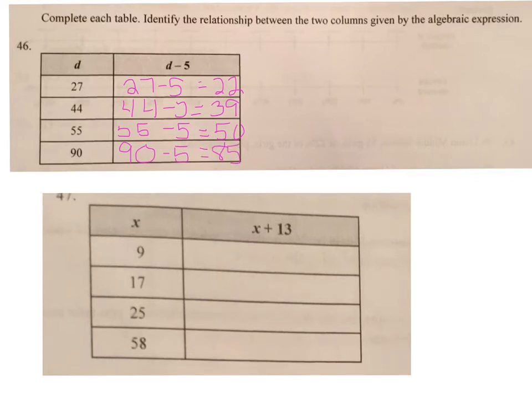Okay, for 47, we're doing the same thing, except now we have x plus 13. So we're going to plug in. We have x is 9, so we plug in 9 for the x, so 9 plus 13, which gives us 22. Then we have 17 plus 13, which gives us 30. Then 25 plus 13, which gives us 38. And then we have 58 plus 13, which gives us 71.